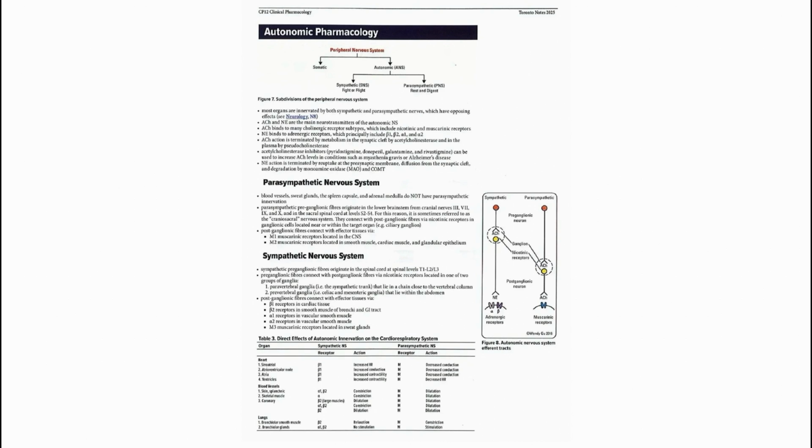Figure 7 demonstrates the organization of the peripheral and autonomic nervous system. Figure 8 illustrates the neurotransmitters and receptors used in the different autonomic pathways. Table 3 summarizes the receptor-mediated effects of sympathetic and parasympathetic stimulation on the heart, blood vessels, and lungs, providing an essential framework for understanding autonomic pharmacology and the mechanism of many clinically important drugs.